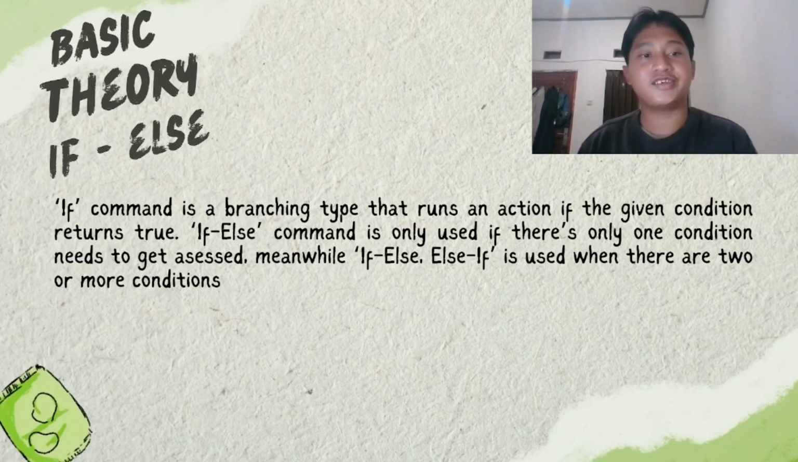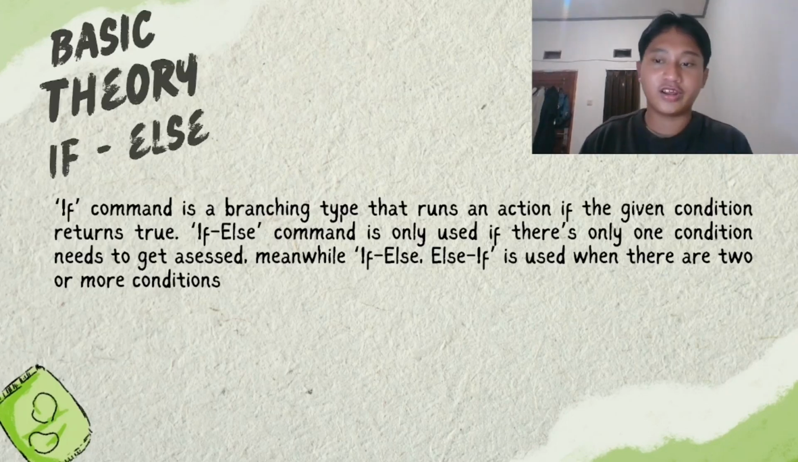So here we have the basic theory of if-else. The if statement is a branching type that runs an action if the given condition returns true. That means if the given condition returns false, it will run another action if available. If-else is only used if there is only one condition that needs to be assessed. Meanwhile, else-if is used when there are two or more conditions.